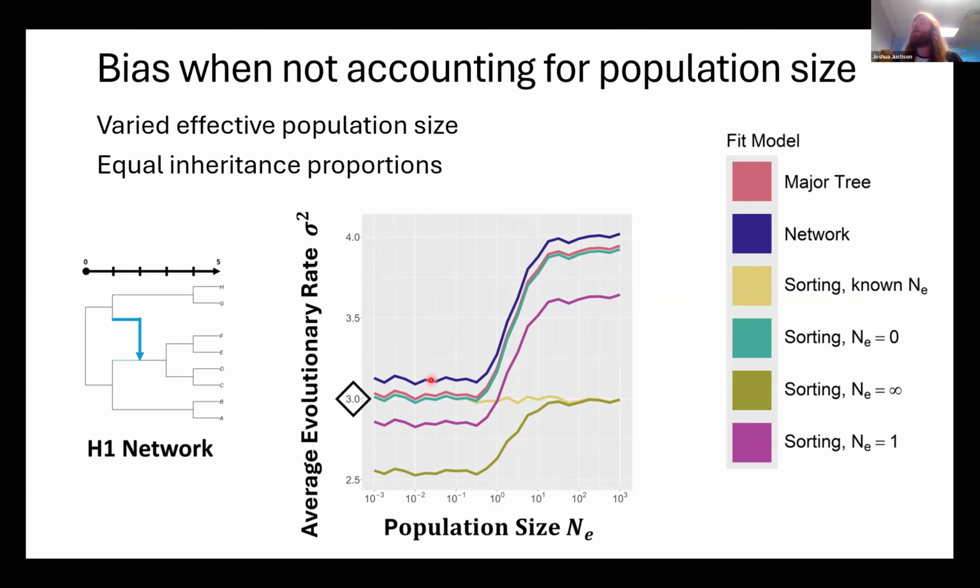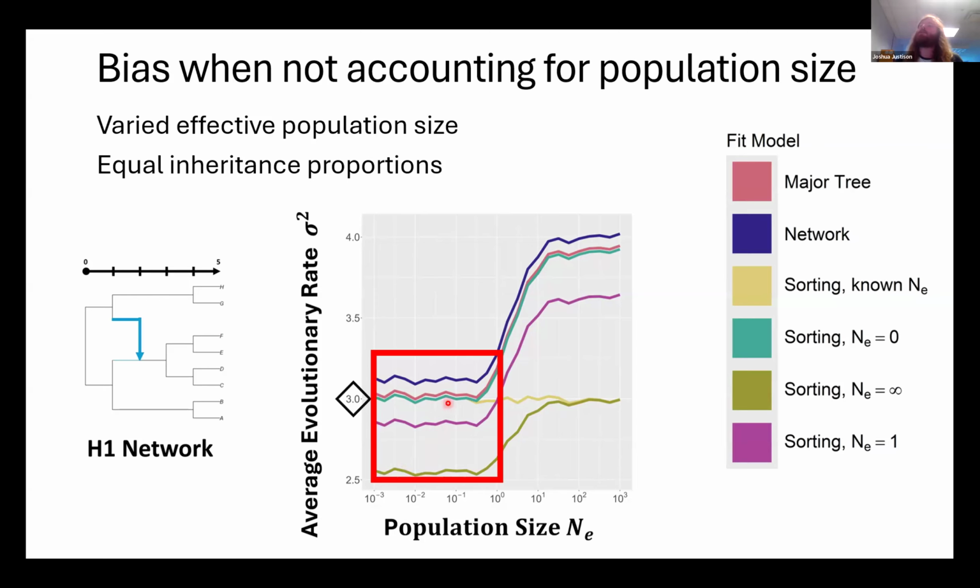So both the network model and the tree model are always going to overestimate the evolutionary rate. They don't account for population size at all, and it's going to become particularly bad when the true population size is large. Alternatively, for our lineage sorting models, assuming the wrong population size tended to lead to bias. So assuming a small population size when the actual population size was large, or assuming a large population size when the actual population size was small, ended up leading to biases.